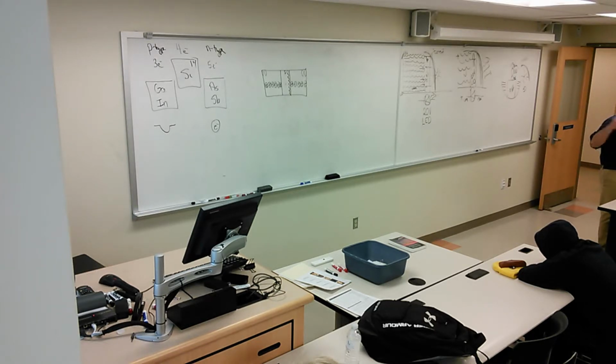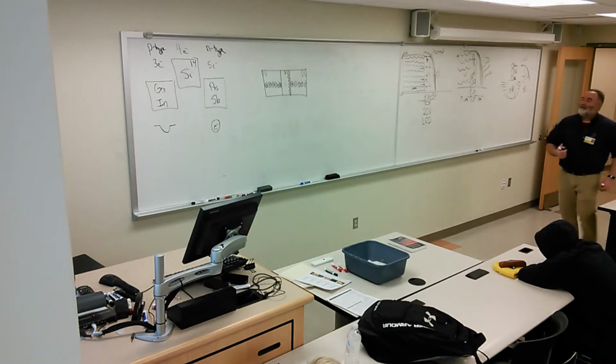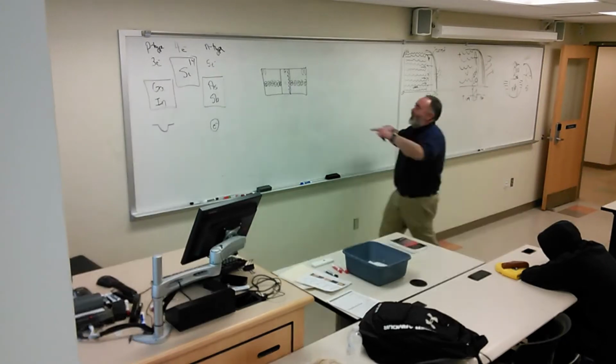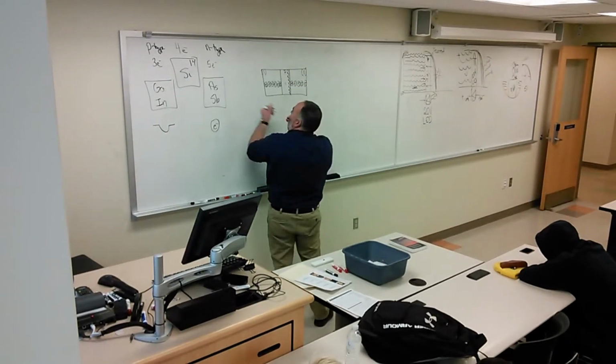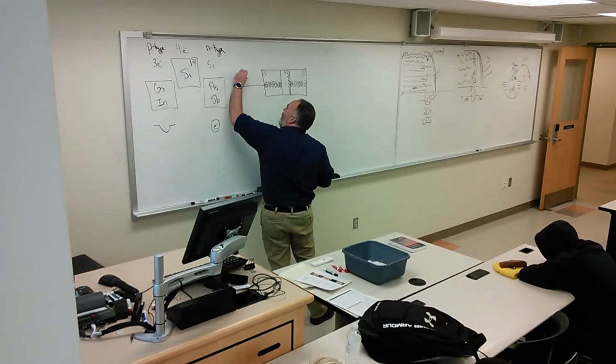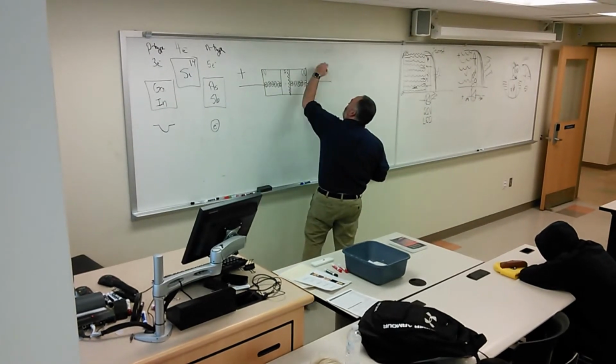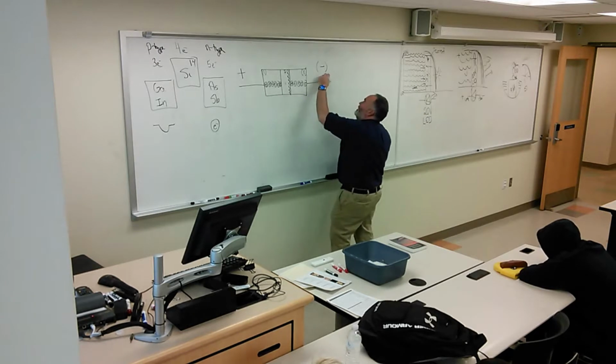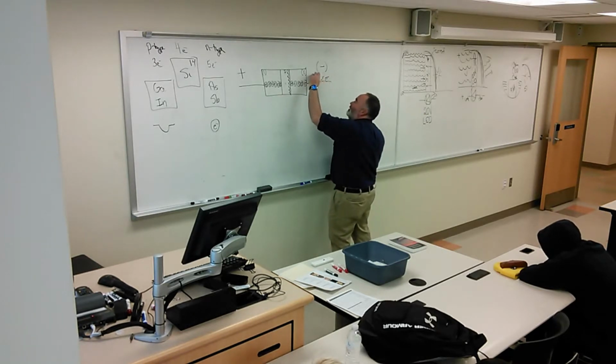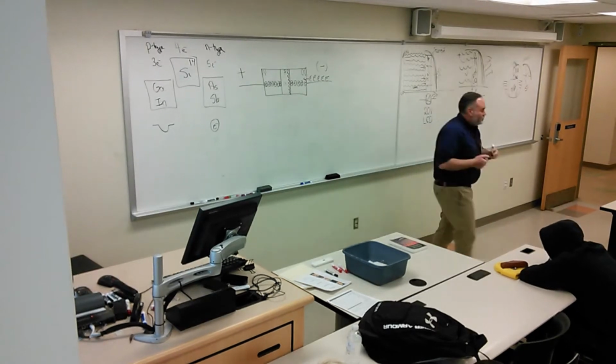For me, I'm all about food. It looks like Neapolitan ice cream, okay? We have N on this side, N on this side, and here's my positive, and here's my negative. So here come the electrons, and they want to go that way. Okay?